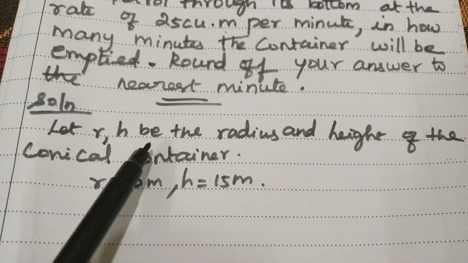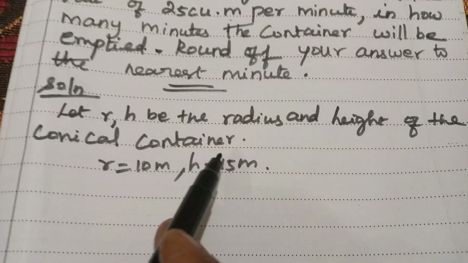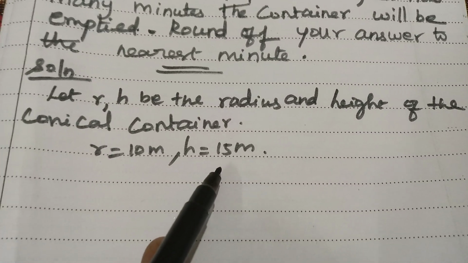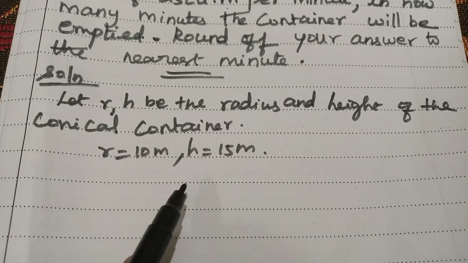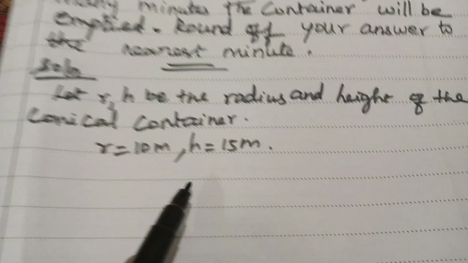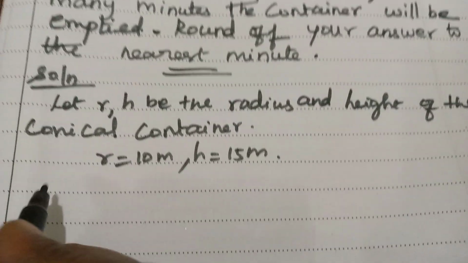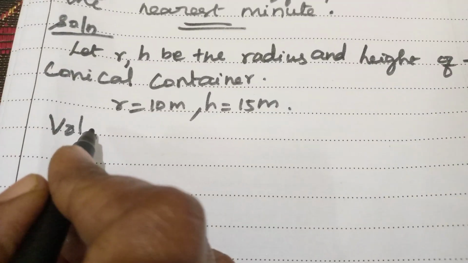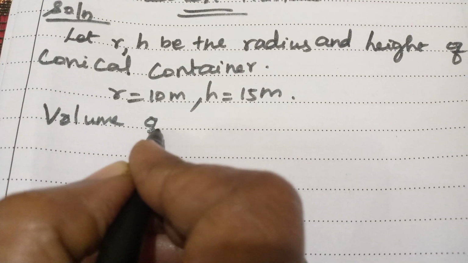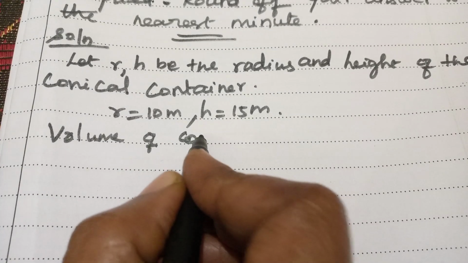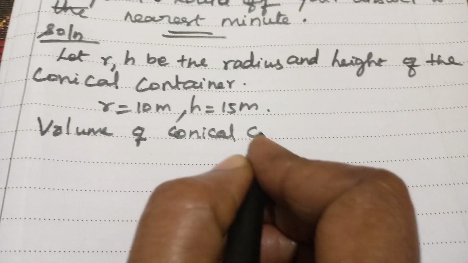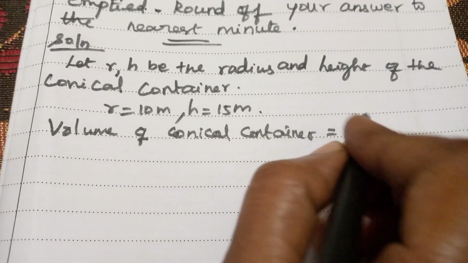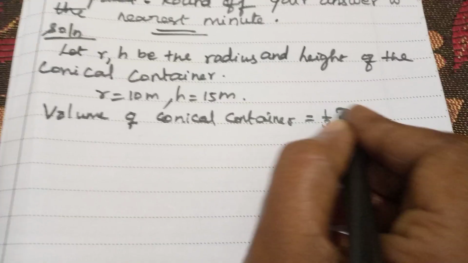Let r comma h be the radius and height of the conical container. r is given 10 meter and height is given 15 meter. Let us find the volume of the cone first of all. How much petrol is there? Volume of the petrol means volume of the conical container we have to find out. What is the volume of cone formula? 1 by 3 pi r square h.